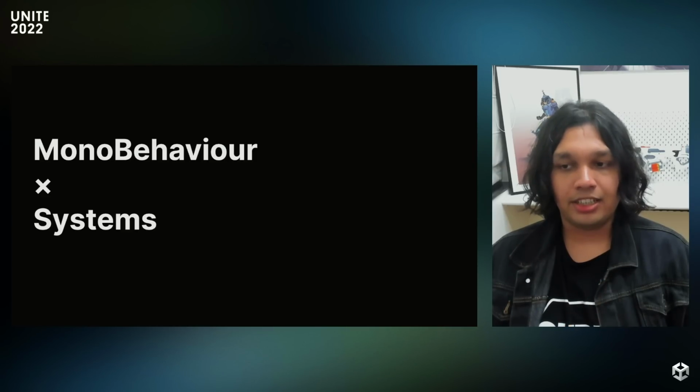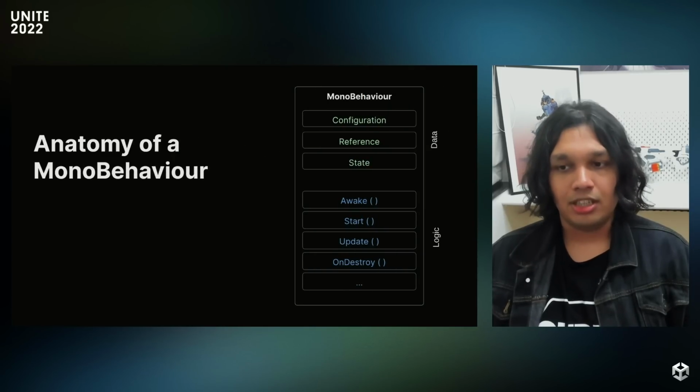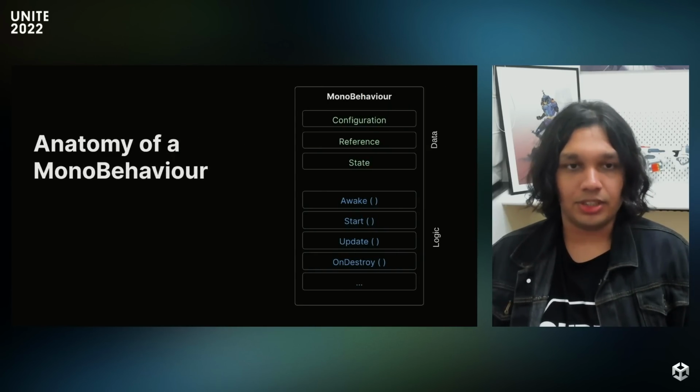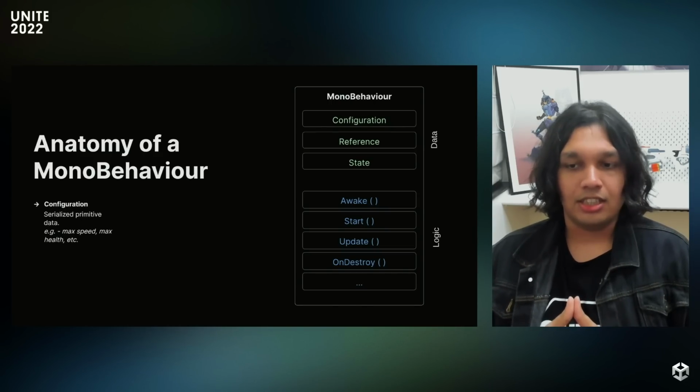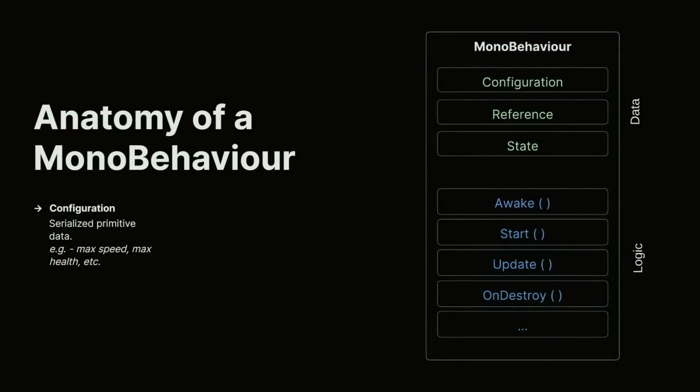And before we take a look at MonoBehavior systems, though, let's first look at a MonoBehavior itself, right? How exactly do we use it? So a MonoBehavior consists of configuration. This is all serialized primitive data, for example, what the max stamina is that a player spawns with, or for an enemy manager, it's something along the lines of how many enemies to spawn for the player, etc.